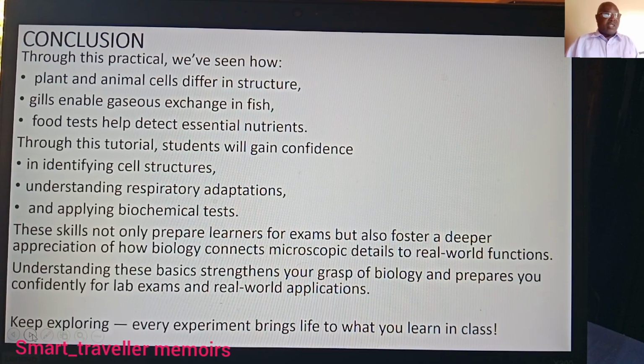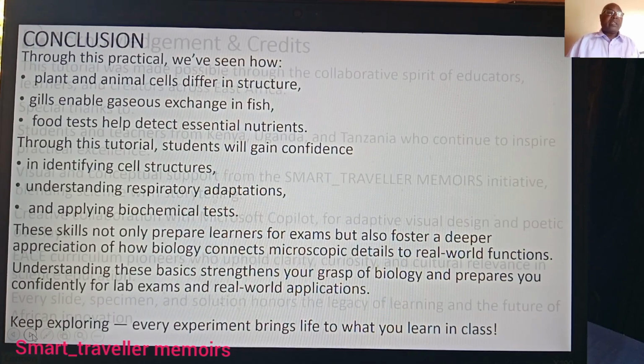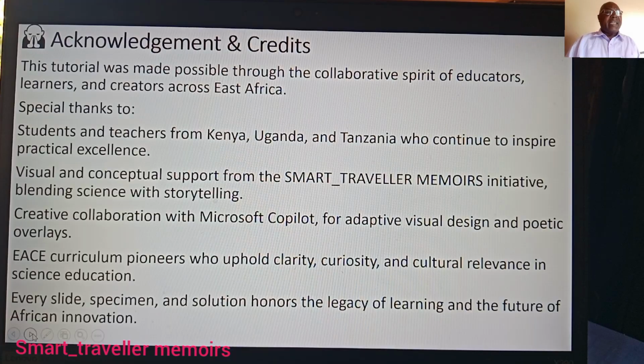Understanding these basics strengthens your grasp of biology and prepares you confidently for lab exams and real-world application. Keep exploring. Every experiment brings life to what you learn in class.